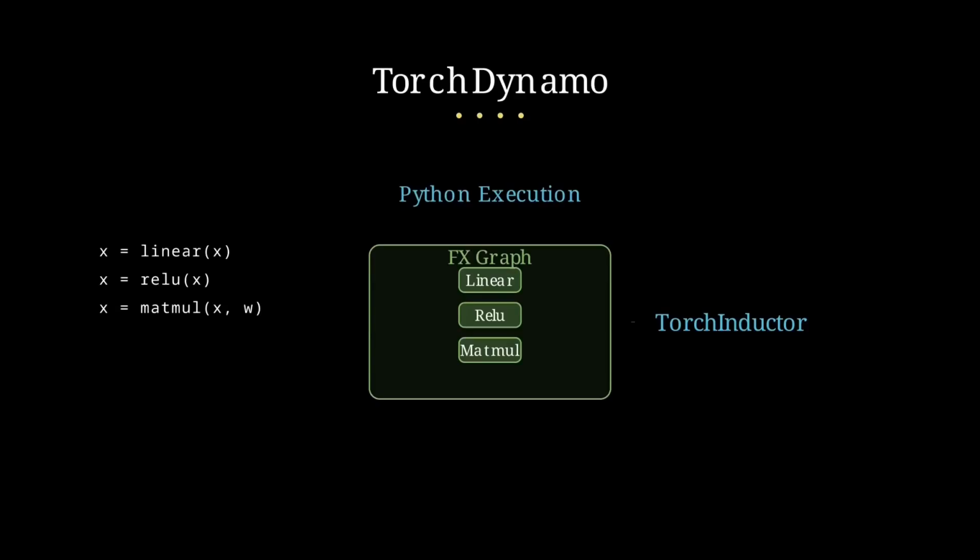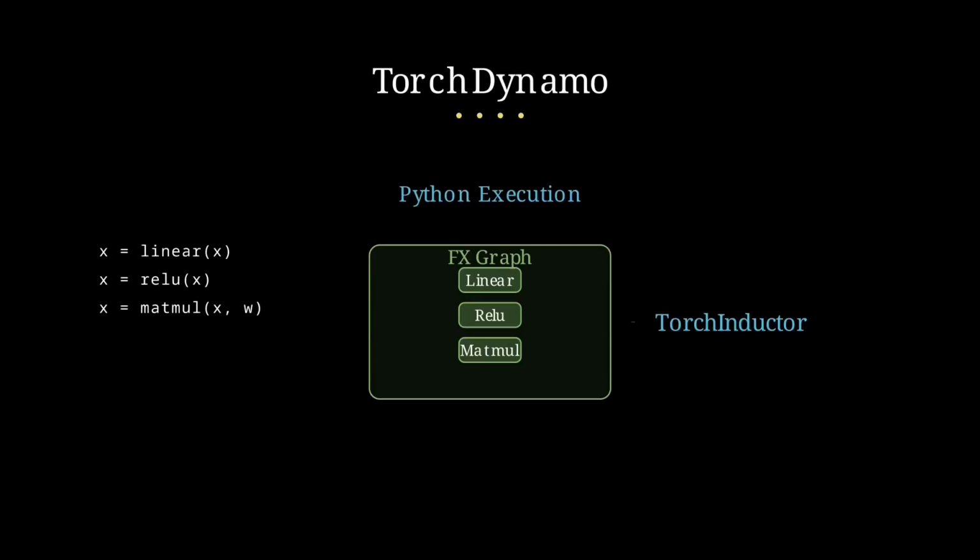Now if you put everything together, you start with a normal Python program. TorchDynamo watches it execute. As the tensor operations run, it records them into the FX graph, and then the graph is passed on to TorchInductor. Then TorchInductor optimizes the graph and generates efficient kernels that run much faster than eager execution. That's basically the idea behind torch.compile.